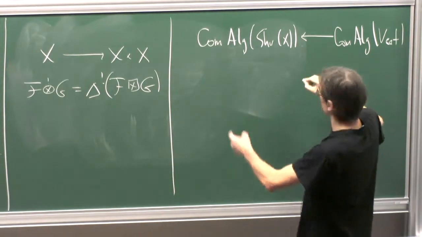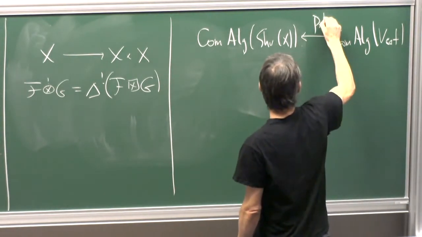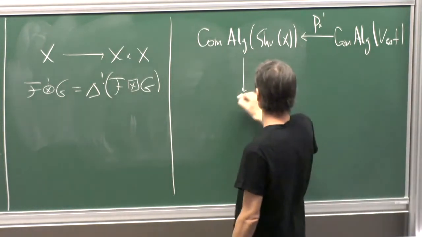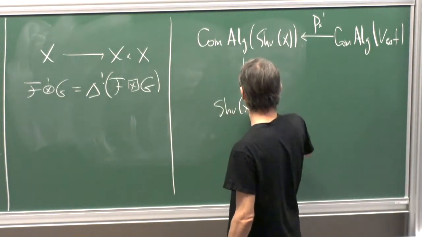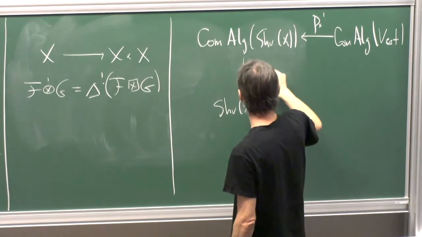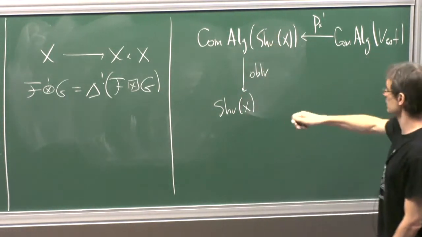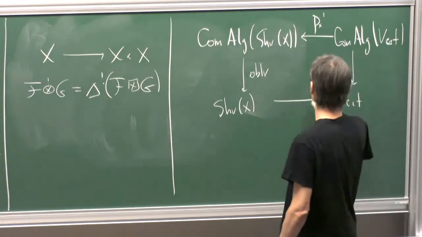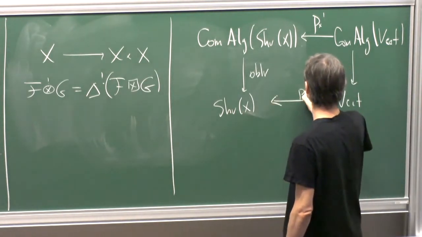So this upper shriek defines a functor like this. Here are your forgetful functors that I call oblivion. You forget down the algebra structure. So the point is you're defining what it means to be an algebra, commutative algebra, using this tensor product.